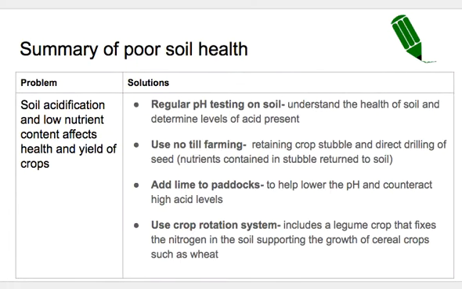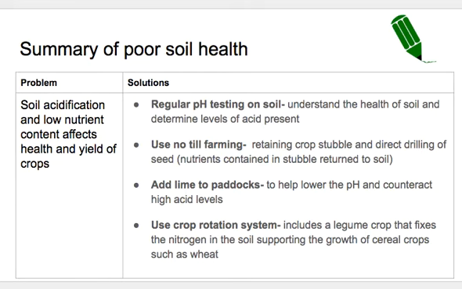So now here's a summary of poor soil health. So the problem of poor soil health is to do with soil acidification and also low nutrient content, and this will affect the health and the yield of the crops. So some of the solutions that the farmers will undertake are looking at regular pH testing on the soil, and that will help to understand the health of the soil and determine the levels of acid present.